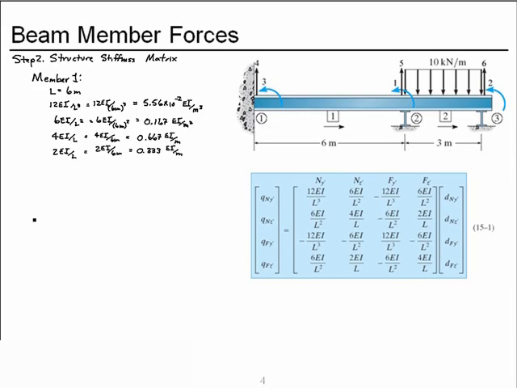And so let's assemble K1, the stiffness matrix for member 1. EI is common to all of the terms, and as we look at the sequence of degrees of freedom in this matrix, it's near node Y, which is degree of freedom 4, near node Z, degree of freedom 3, far node Y, degree of freedom 5, and far node Z, which is degree of freedom 1.